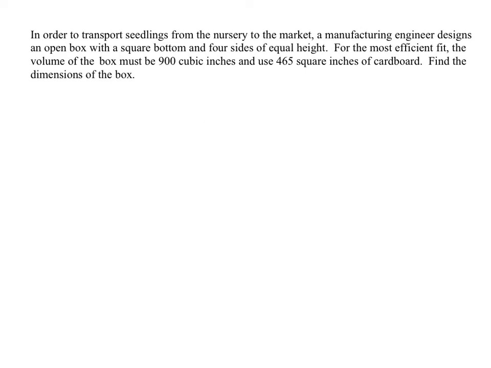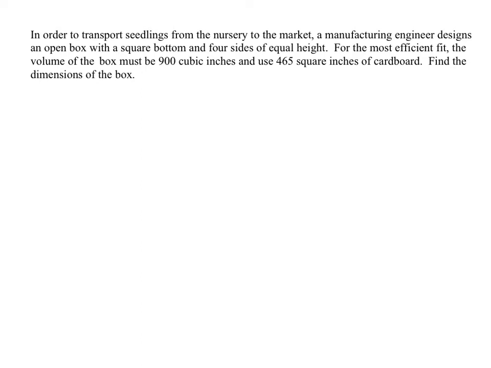In order to transport seedlings from the nursery to the market, a manufacturing engineer designs an open box with a square bottom and 4 sides of equal height. For the most efficient fit, the volume of the box must be 900 cubic inches and use 465 square inches of cardboard. Find the dimensions of the box.